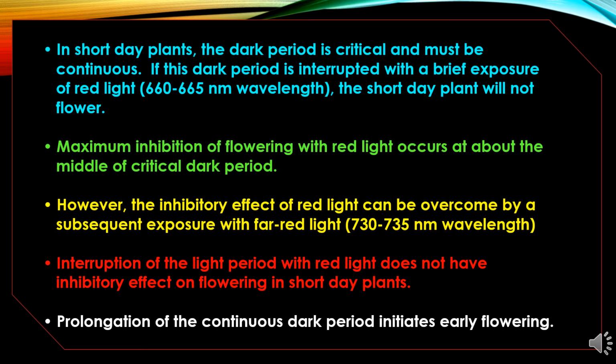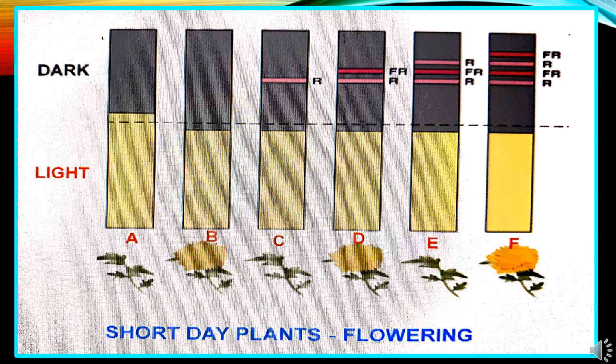Interruption of the light period with red light does not have an inhibitory effect on flowering in short day plants. Prolongation of the continuous dark period initiates early flowering. In this diagram, in short day plants, we have shown the impact of interruption by red light and far red light on flowering behavior.